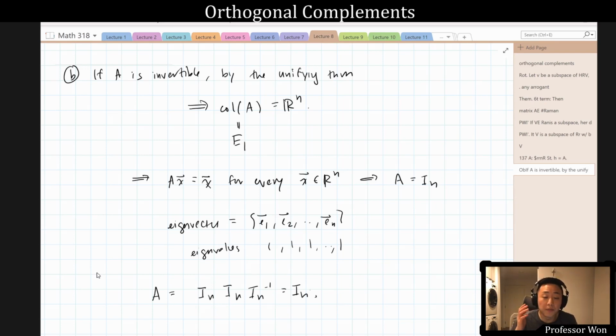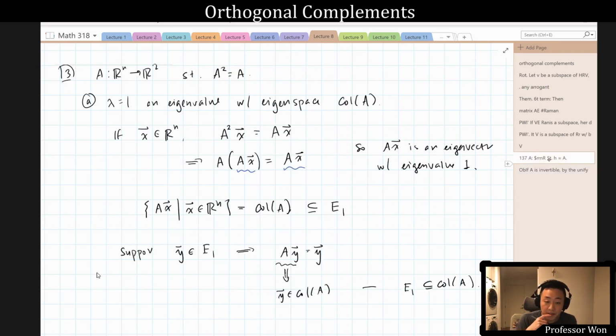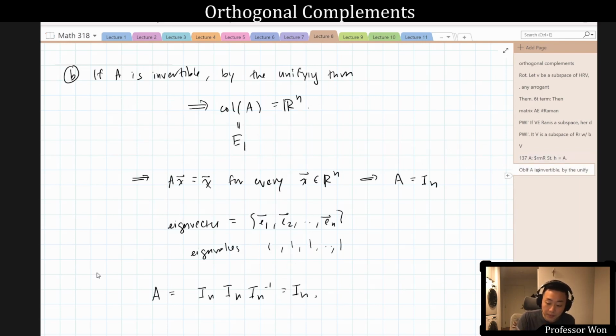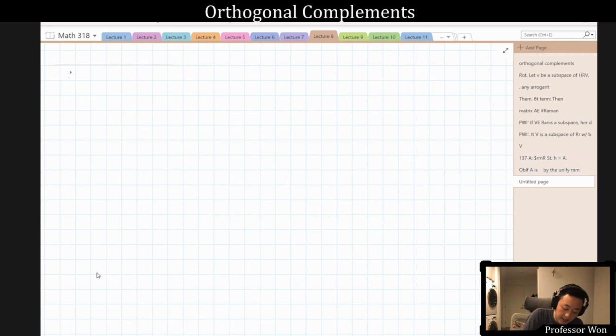Okay, so the only invertible matrix that satisfies A squared equals A is the identity matrix, but it follows from part A. Okay, what about part C, which was, what can you say if A is not invertible?